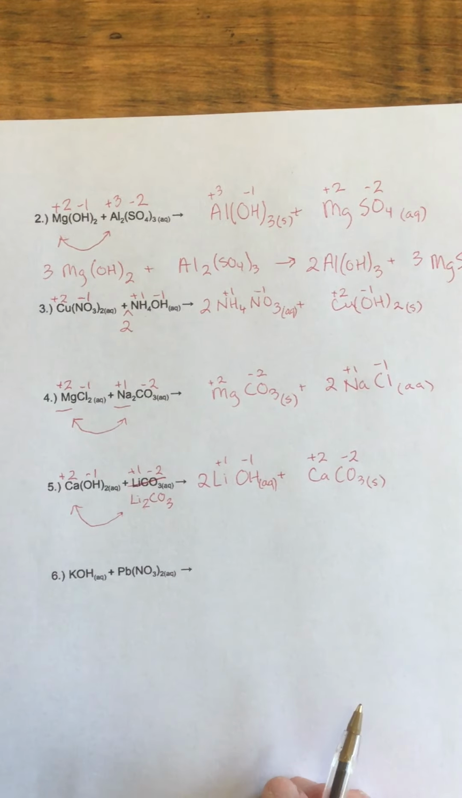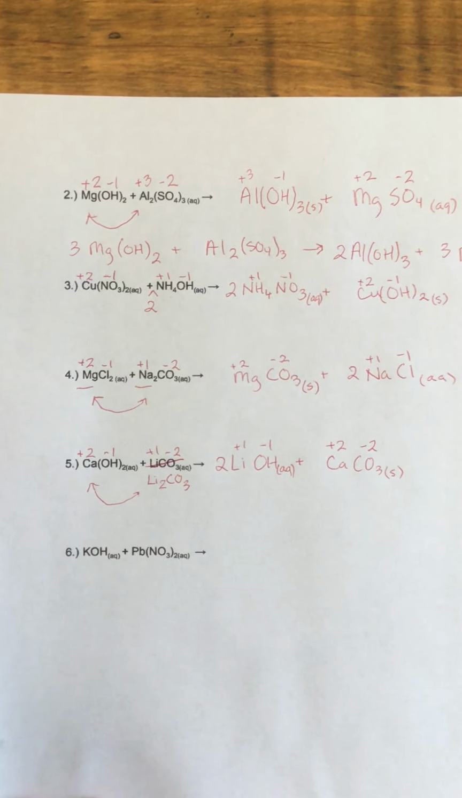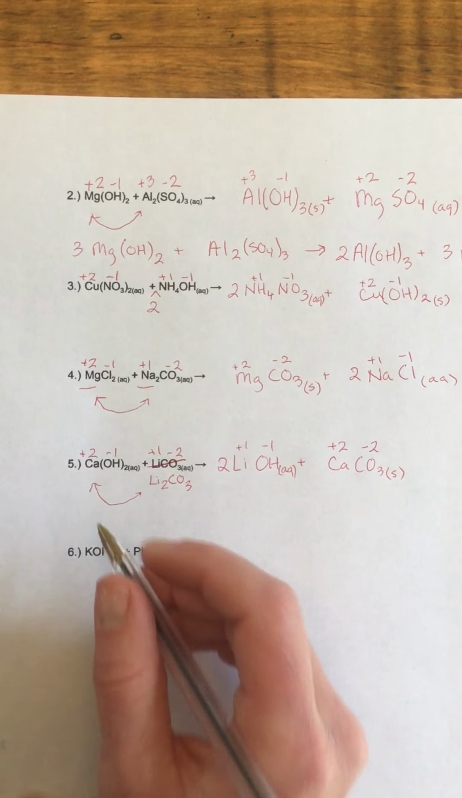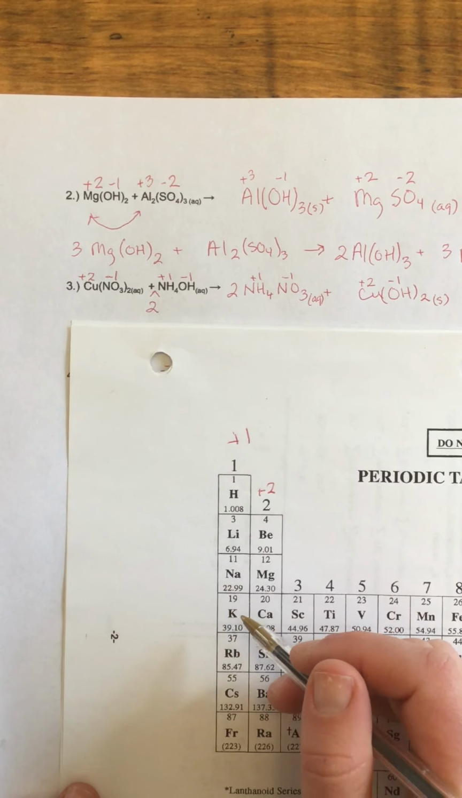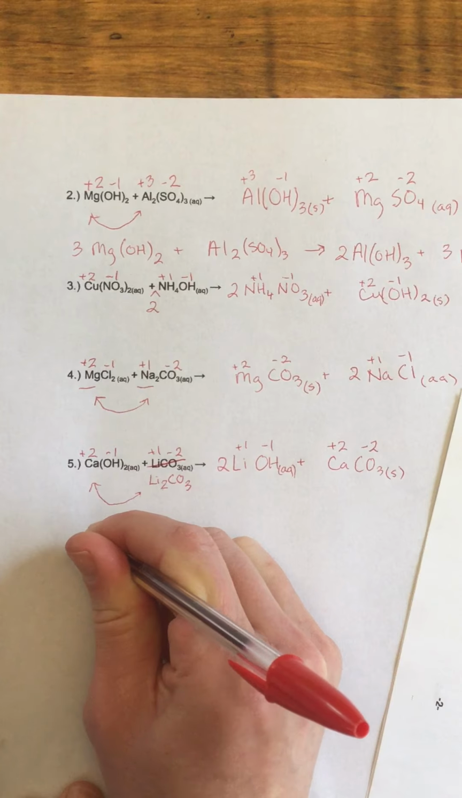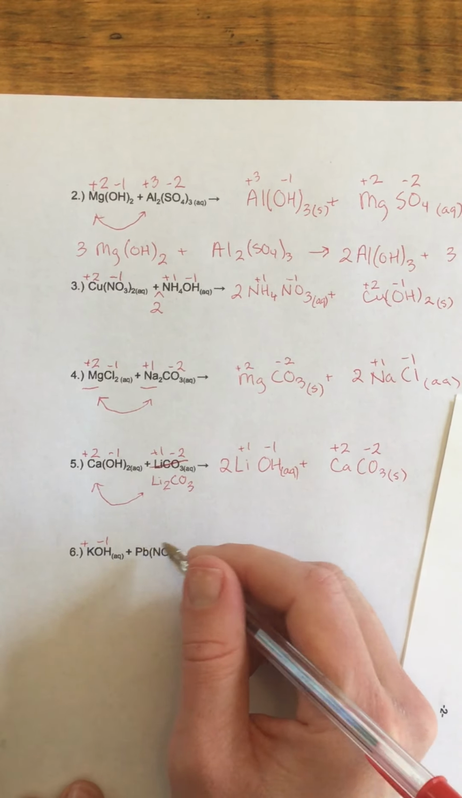So on to our last one. Again, pause the video and try this on your own and then watch the solution. So potassium, based on where it is on the periodic table, would have a charge of +1. Hydroxide would be -1. That's our polyatomic ion.